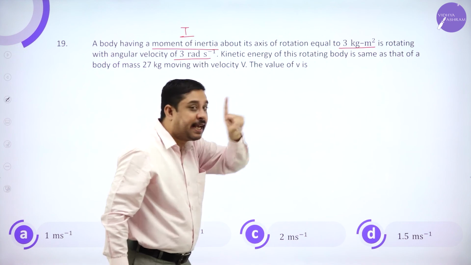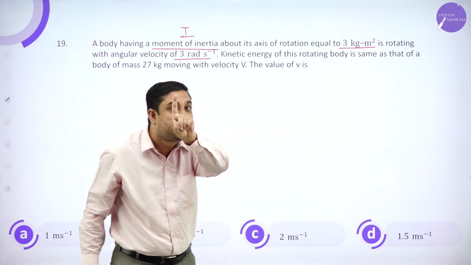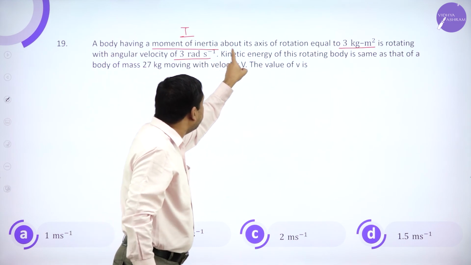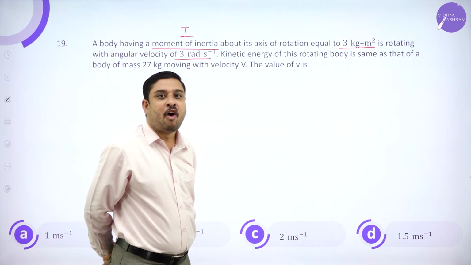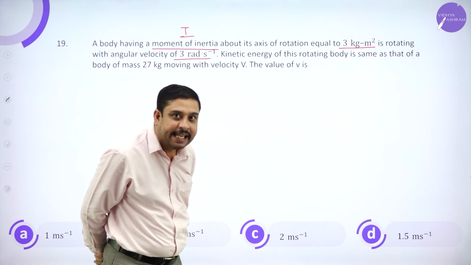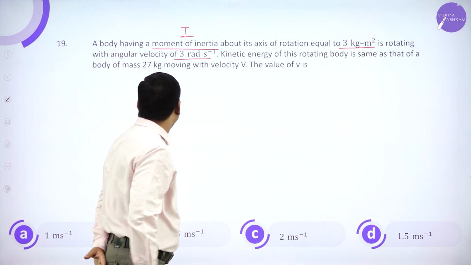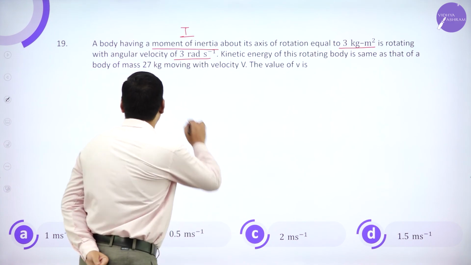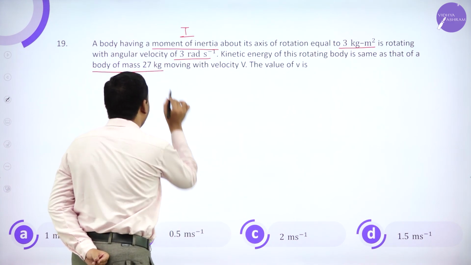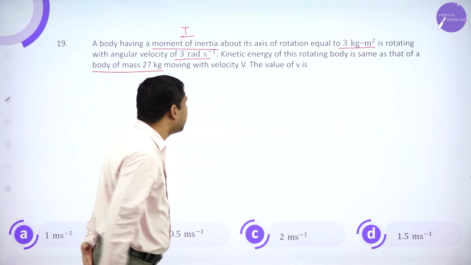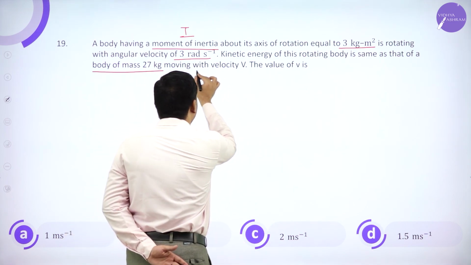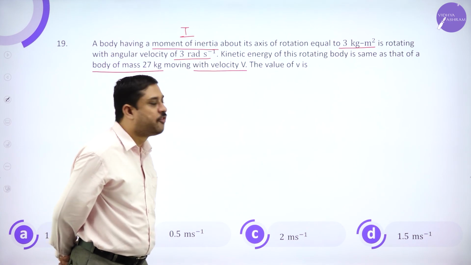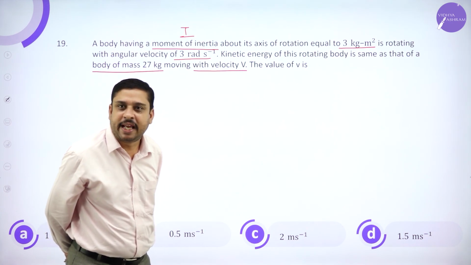Kinetic energy, ನೆನ್ಪಿಟ್ಕೊಳ್ಳಿ. Please do understand this, highlight on this. Kinetic energy of this rotating body is the same as that of a body of mass 27 kg moving with the velocity v. The value of v has to be calculated.